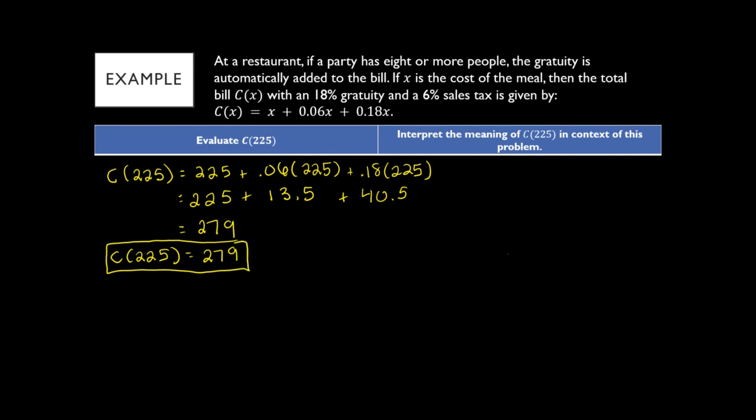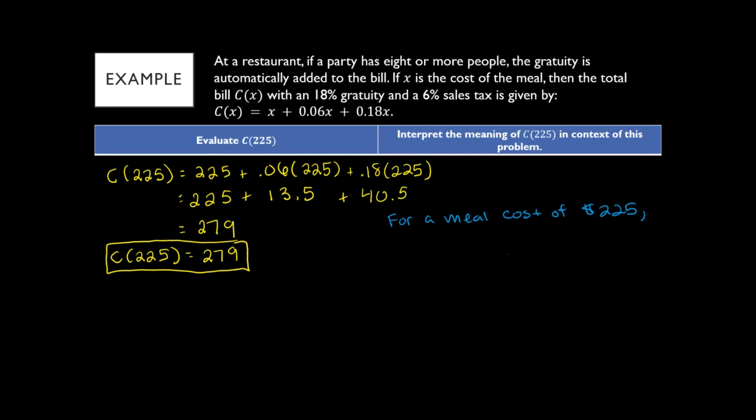So the second part here says, interpret the meaning of C of 225 in context of this problem. When you're told to interpret something, that means you're writing a sentence. Anywhere that you're told to interpret something in context, you're writing a sentence telling us what these numbers mean. So in this case, what is our 225? That's the input, that's the cost of the meal. So we would say for a meal cost of $225, and you want to include your units, because that's our input.